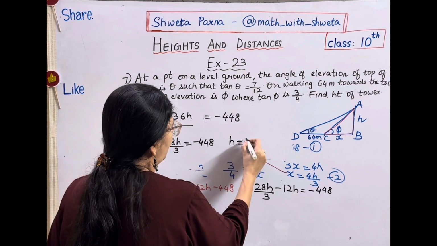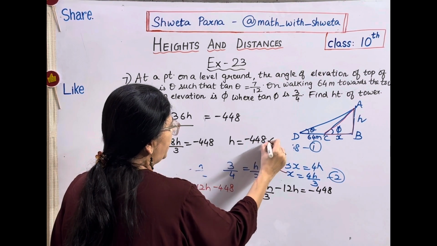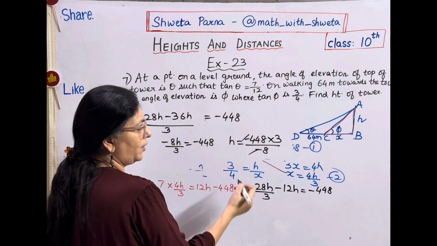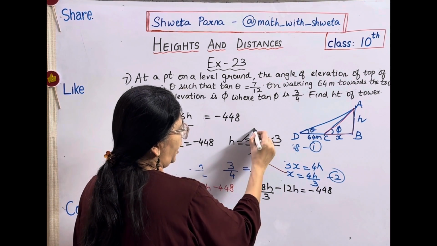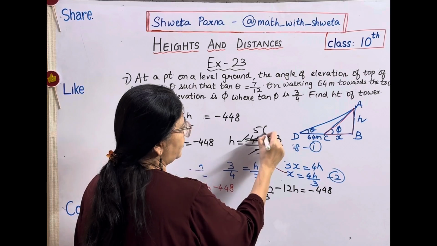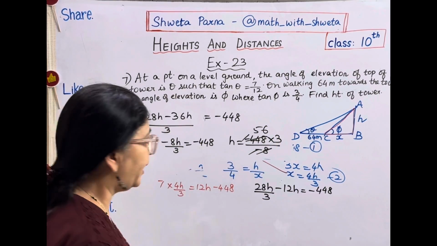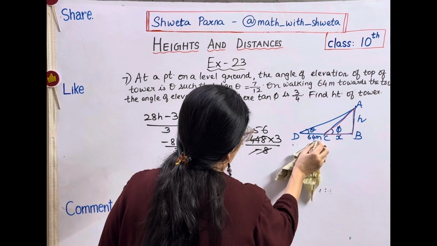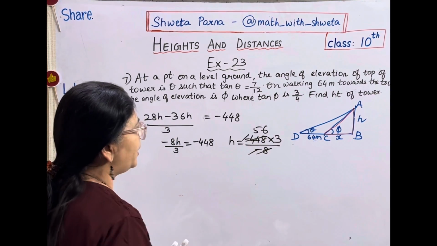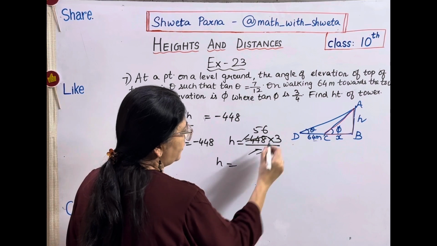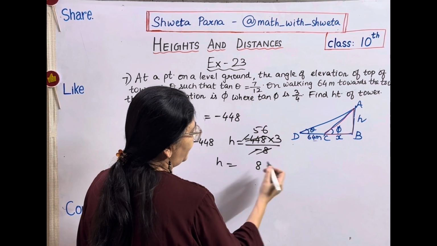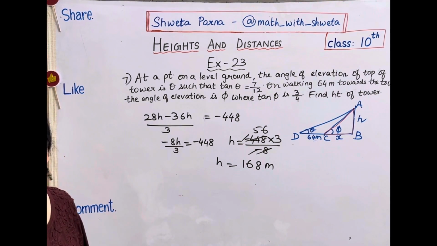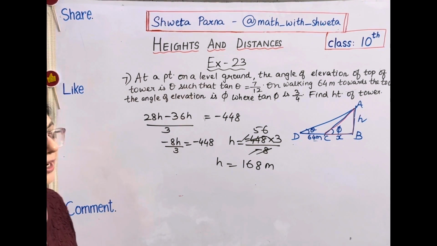So h is equal to minus 448 into 3 upon minus 8. Minus minus cancel. 8 5s are 40, 8 6s are 48. So what is the height? Multiply 56 into 3. 6 3s are 18, 5 3s are 15, plus 1 is 16. So the height is 168 meters.